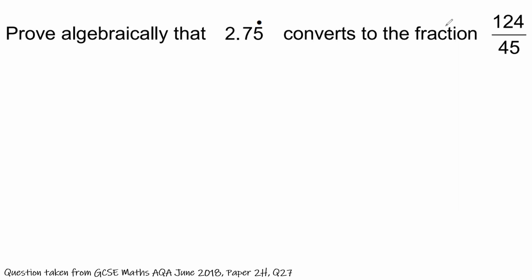So today we're going to tackle this question, which I think for a lot of people is just going to go, whoa, going to struggle with that one. So let's have a look at what we need to do to prove algebraically that 2.75 recurring converts to the fraction 124 over 45. Now this is not very nice looking for a decimal, and not very nice looking for a fraction. So it's going to be an interesting one.